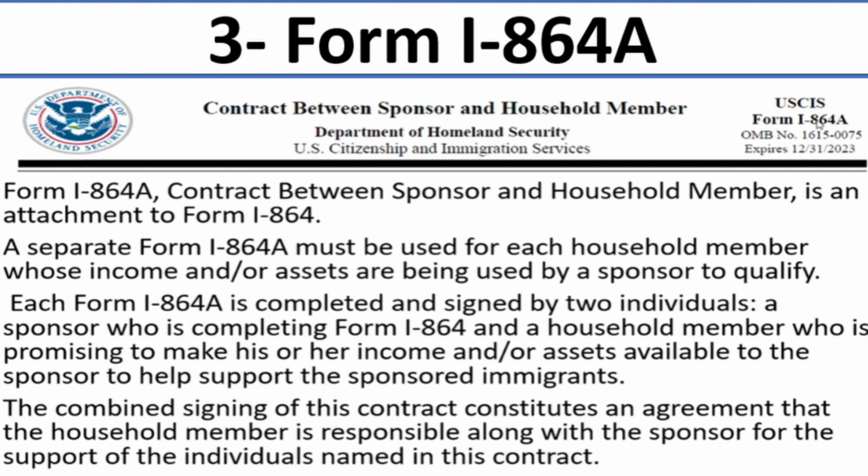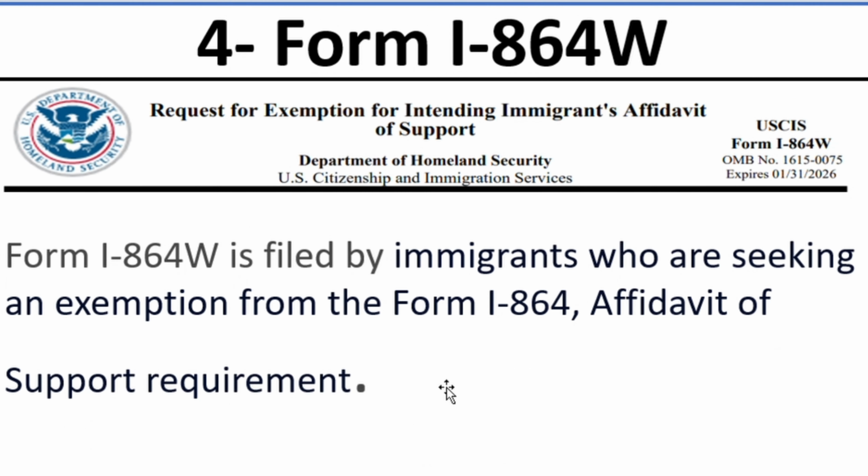It is very important. Now let's go to the last form, which is form I-864W. This is a request for exemption for intending immigrant affidavit of support. It is filed by immigrants who are seeking an exemption from the form I-864 affidavit of support requirement.